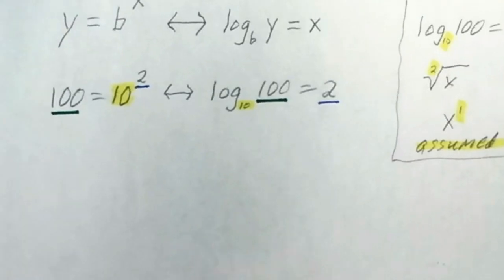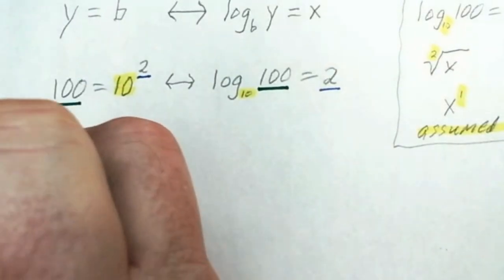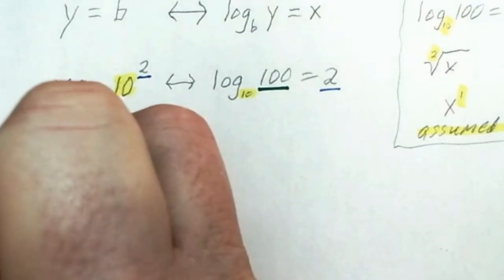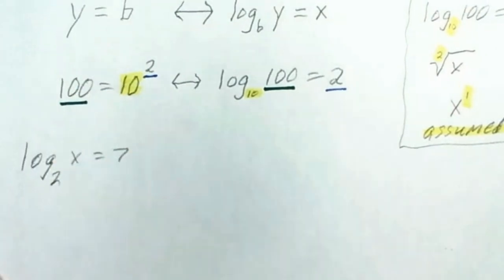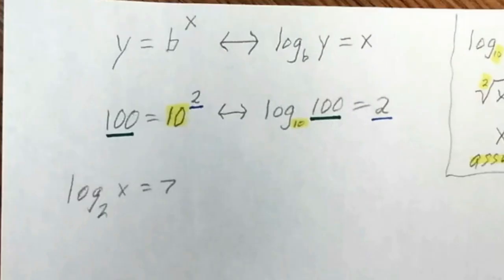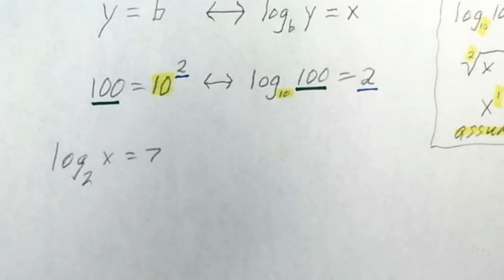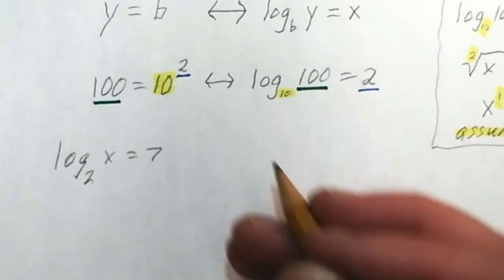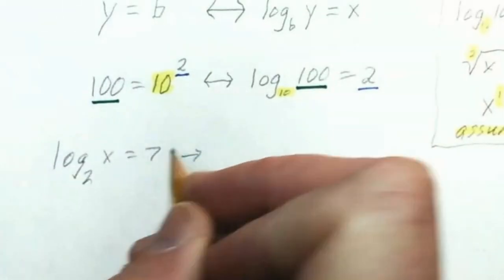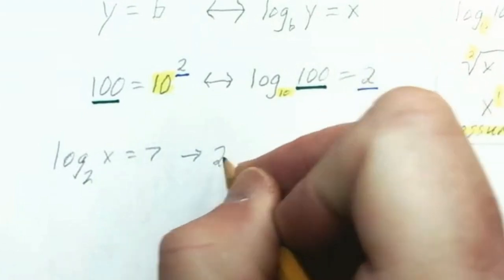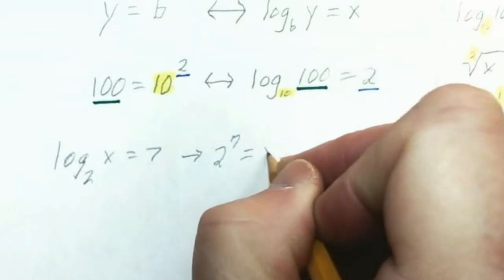if we have log 2 of x equals 7, what's the answer? I don't know, I'm not used to working with logarithms. Well, let's rewrite it. That's the same thing as 2 to the 7th power equals x.